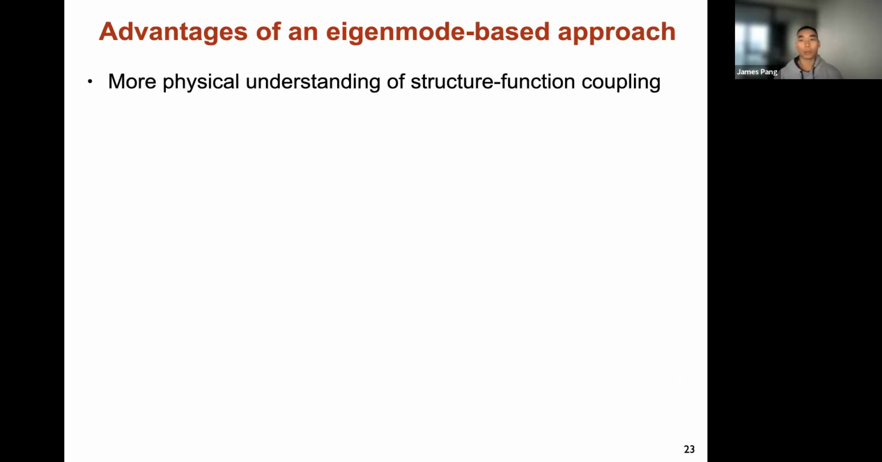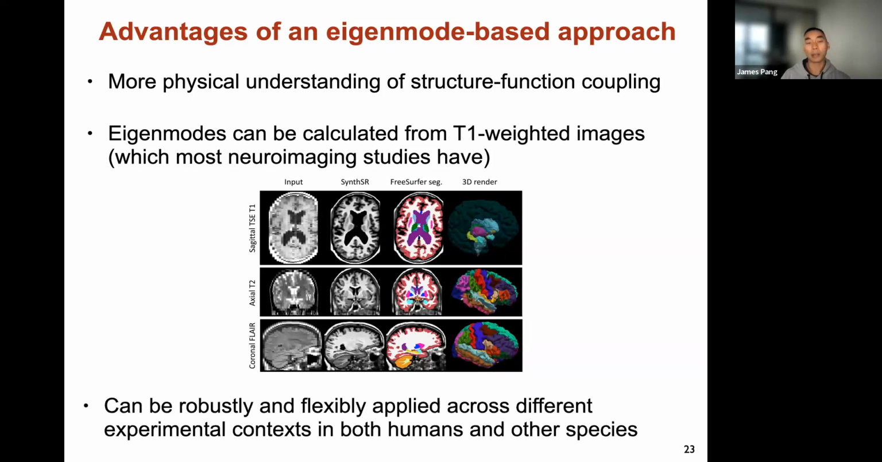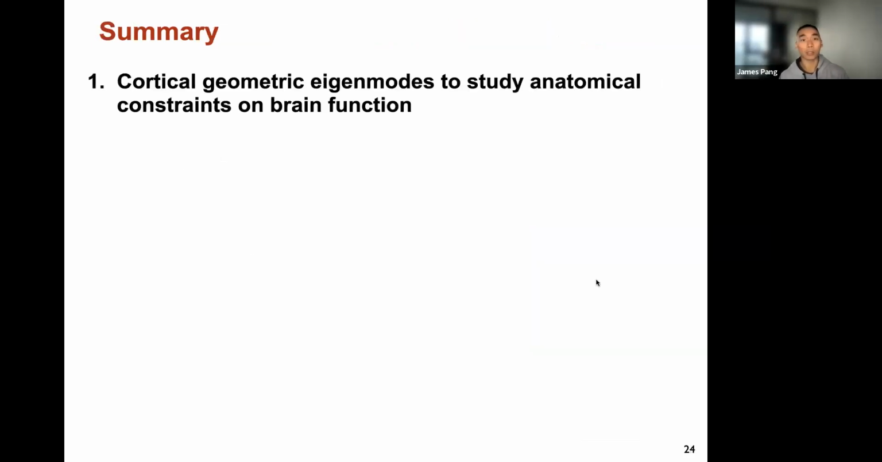One is that it provides a more physical understanding of the relationship between structure and function. The eigenmodes can easily be calculated from T1-weighted images, which most neuroimaging studies have. That means it can be robustly and flexibly applied across different contexts, both in humans and actually non-human species.